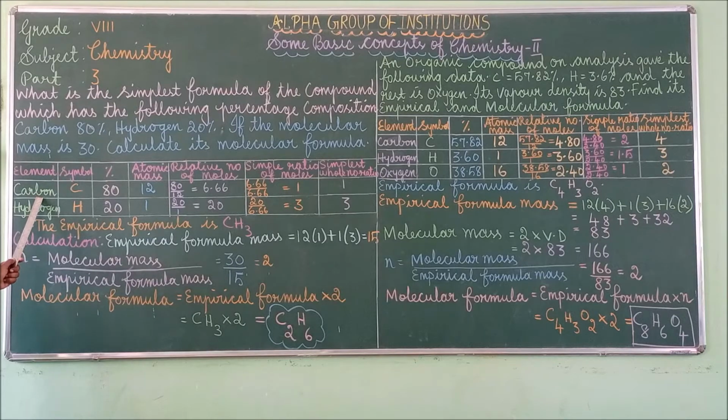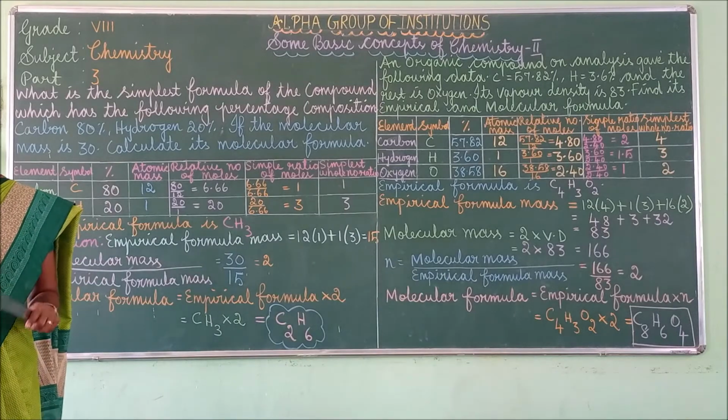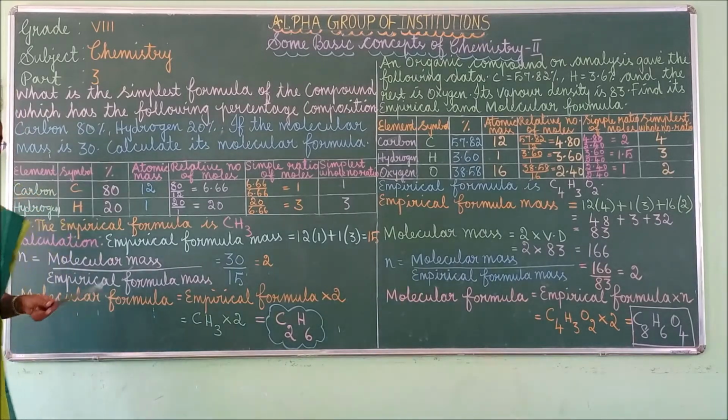What is the symbol of carbon? It is C. What is the symbol of hydrogen? It is H. What is the percentage given for carbon? It is 80%. So, put the percentage 80. For hydrogen, how many percentage? 20%. Mention the percentage here, right? Next, what you have to do? You have to find out the atomic mass of carbon as well as hydrogen. For carbon, its atomic mass is 12, and for hydrogen, its atomic mass is 1. Okay, so these four columns, no problem.